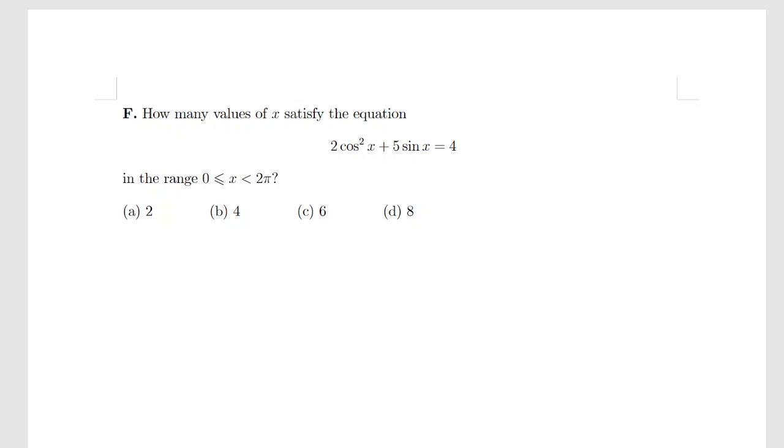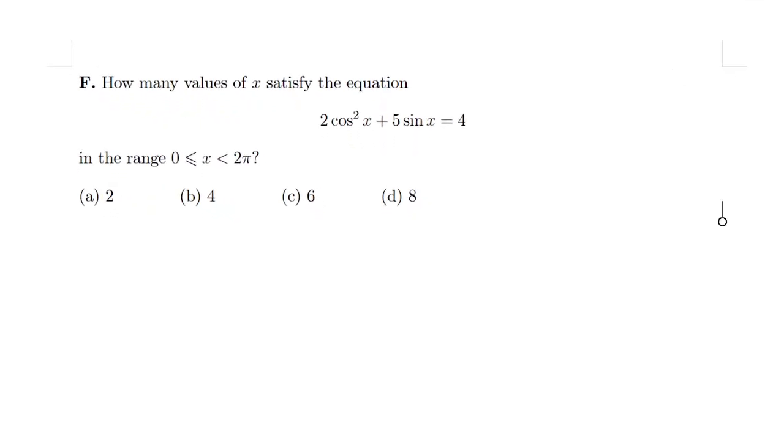is to change cosine squared x into 1 minus sine squared x. And you get a quadratic in terms of sine x. And you could solve for sine x. Then you could figure out how many solutions you have. Fine, so let's do that.